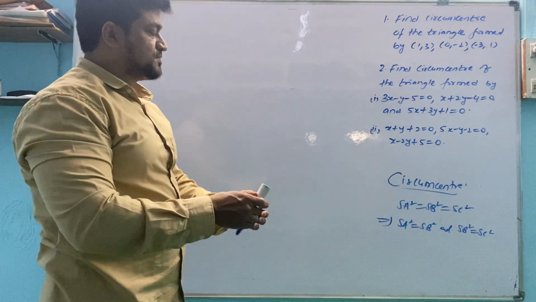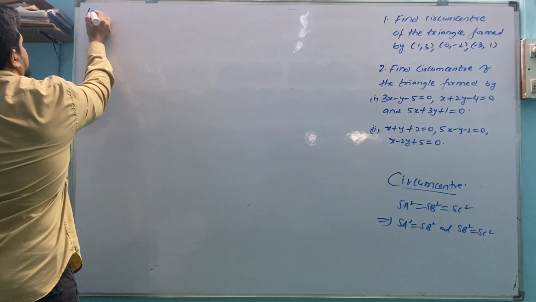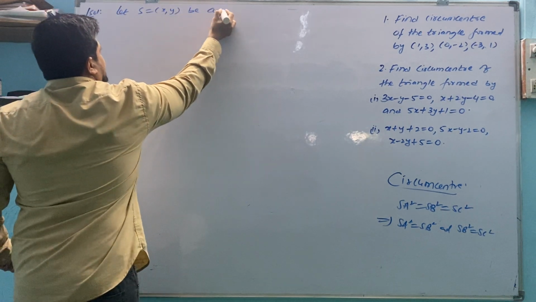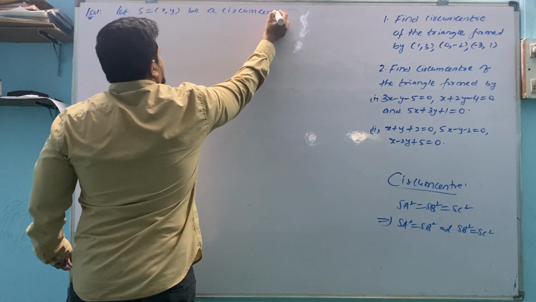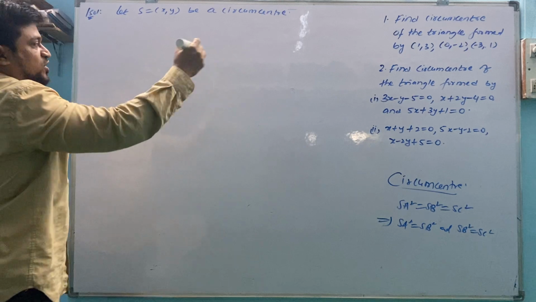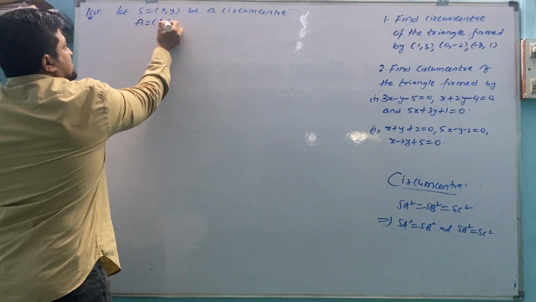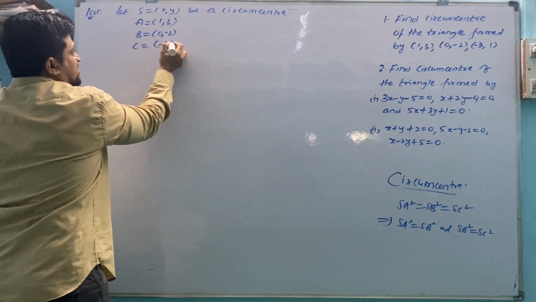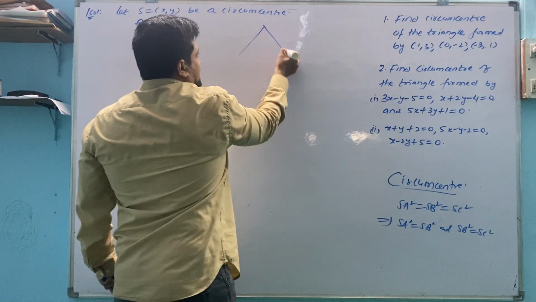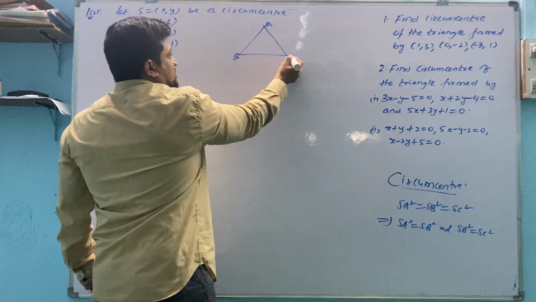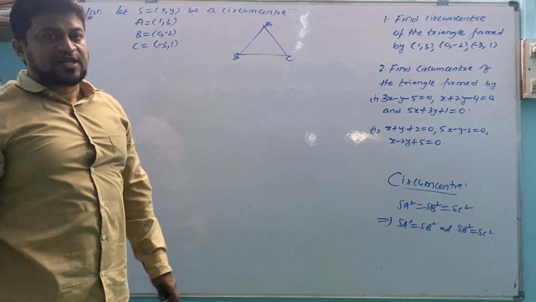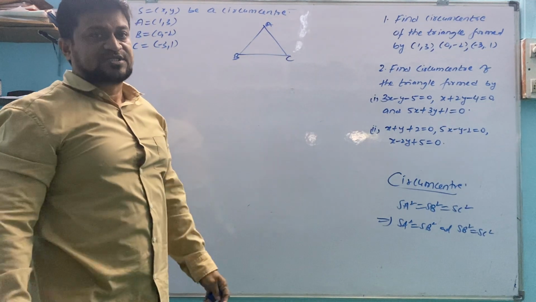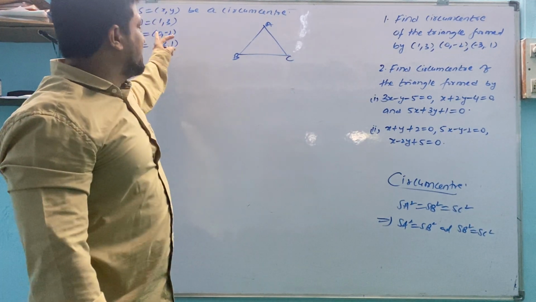So first thing, let S equals x comma y be the circumcenter. Then 3 points are given to you. A is 1 comma 3, B is 0 comma minus 2, C is minus 3 comma 1. See, they have given 3 points of a triangle. Vertices of the triangle are given. Sometimes they give equations, like in the second question. We have to find the vertices and then find the circumcenter. Sometimes they directly give the vertices.